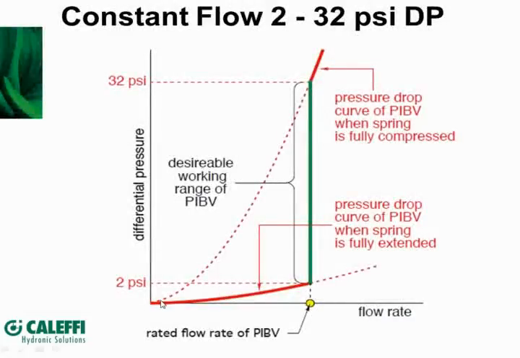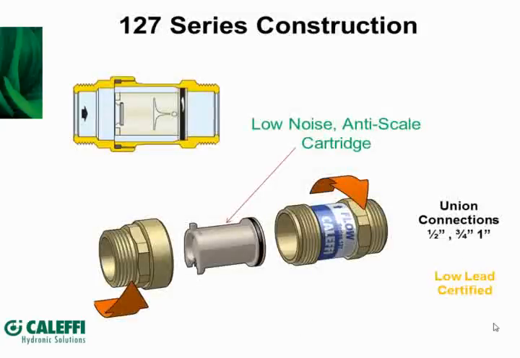And here's a graphic indicating that constant flow range that the valve works within. So you can see here anywhere between 2 psi differential and 32 psi, the flow rate will always remain constant. So that becomes the working range. It's quite a large range for most hydronic applications. And here's a depiction of the balancing valve unassembled or disassembled.